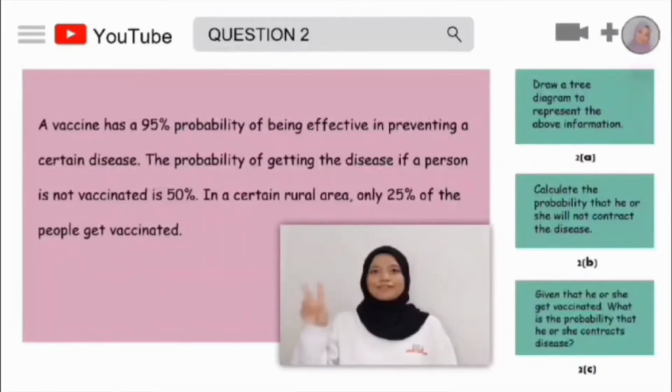For question 2, a vaccine has a 95% probability of being effective in preventing a certain disease. The probability of getting the disease if a person is not vaccinated is 50%. In a certain rural area, only 25% of the people get vaccinated.